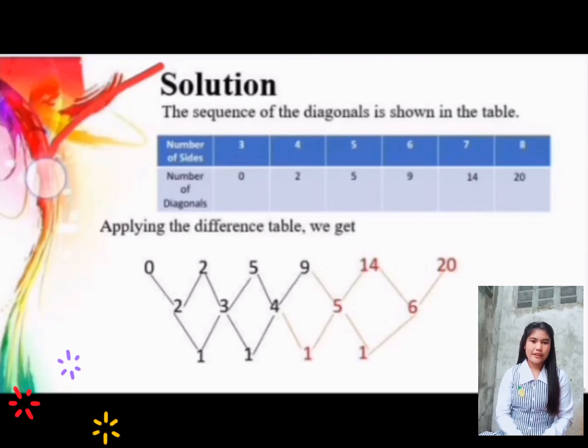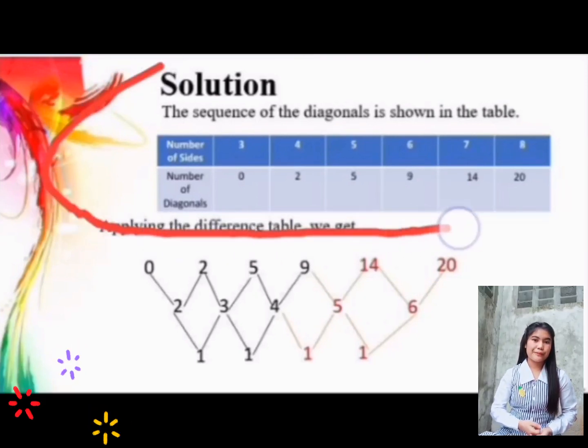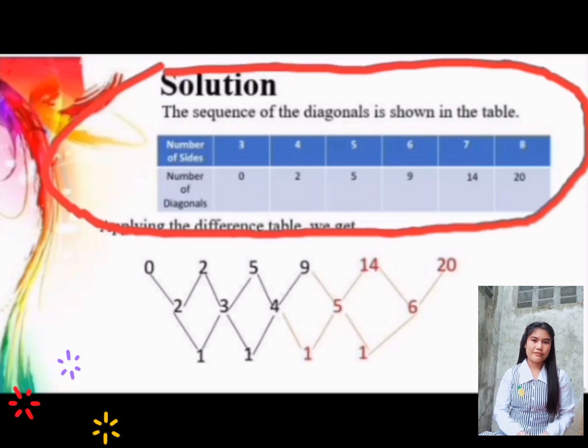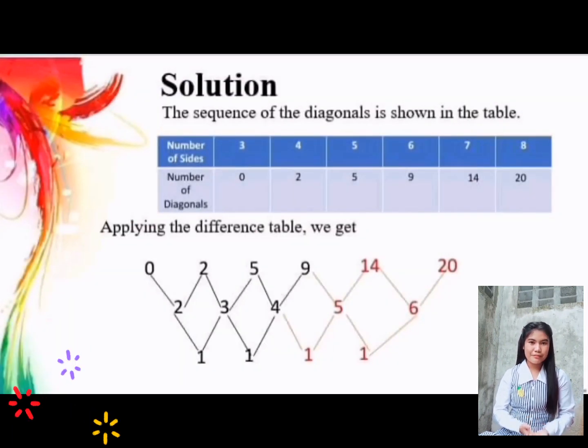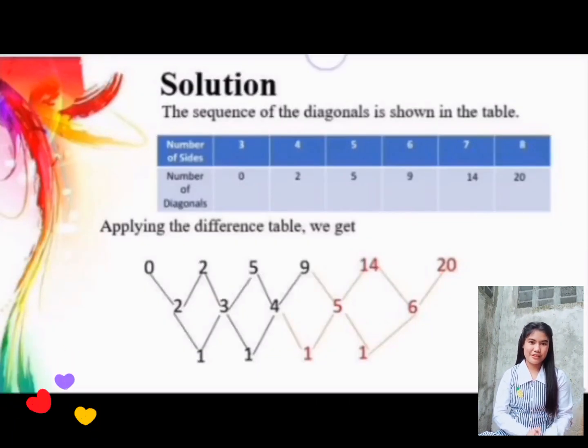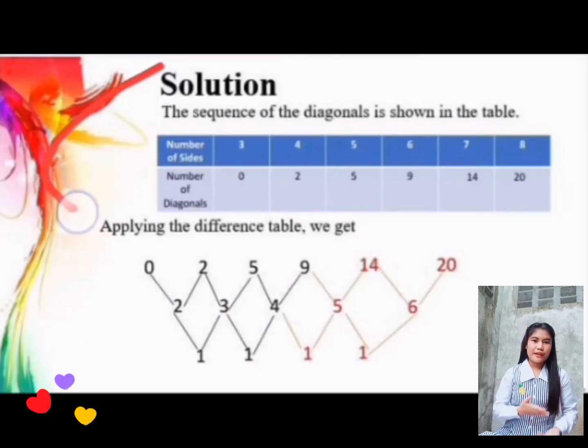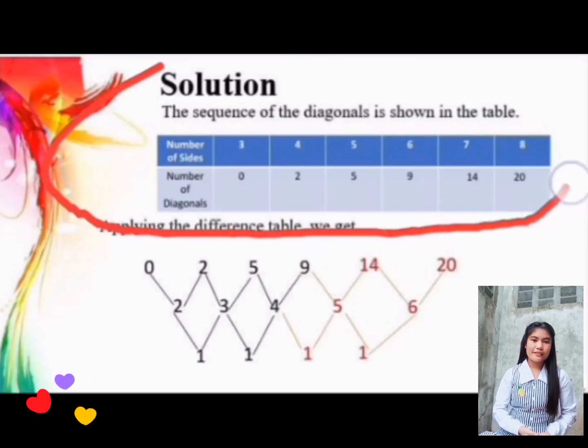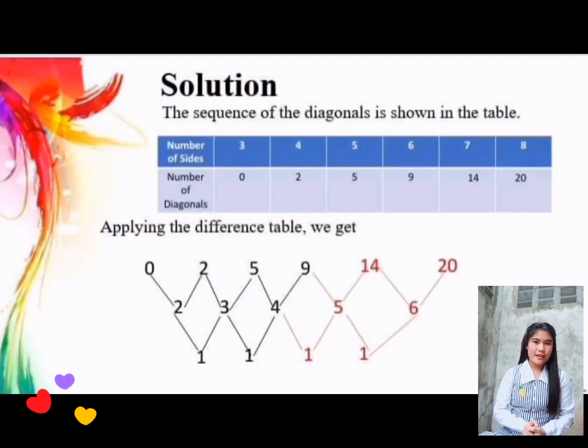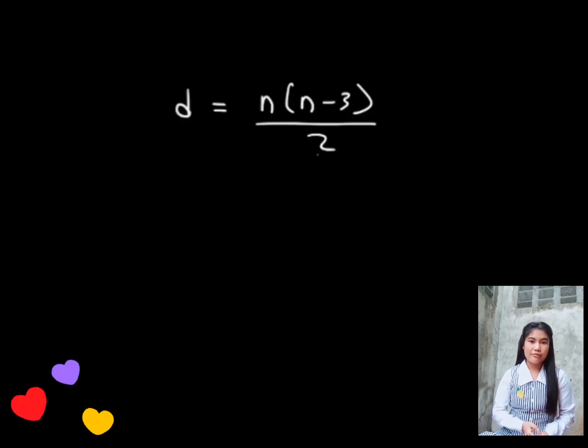In this part, it particularly explains the content of the table. So, we have here the formula. D is equal to n times n minus 3 divided by 2, where n represents the number of sides in a polygon.